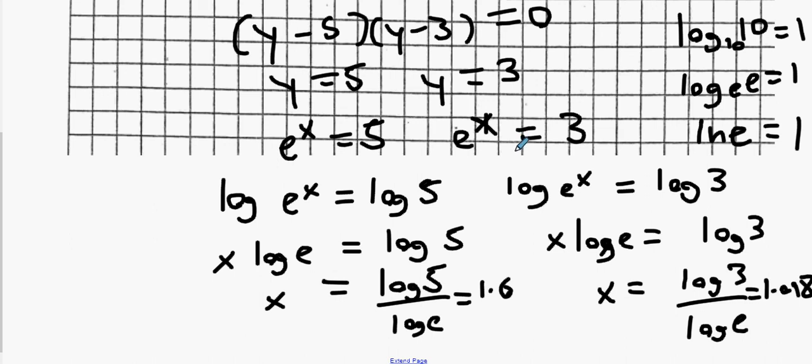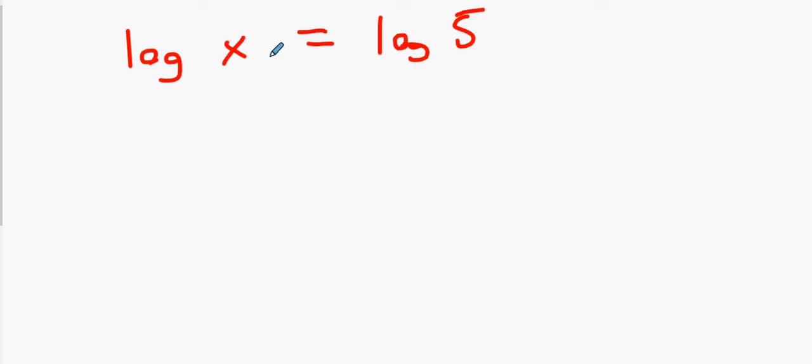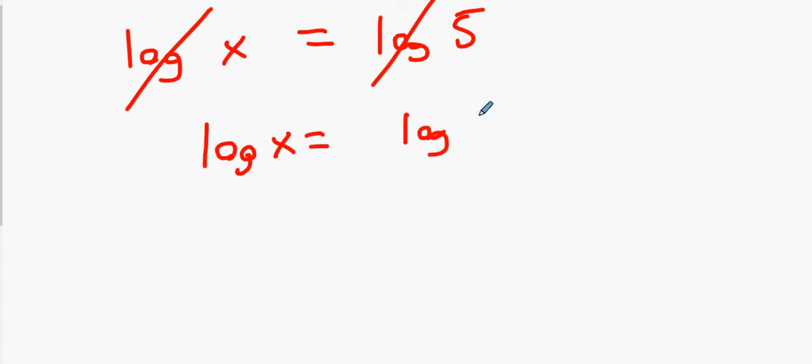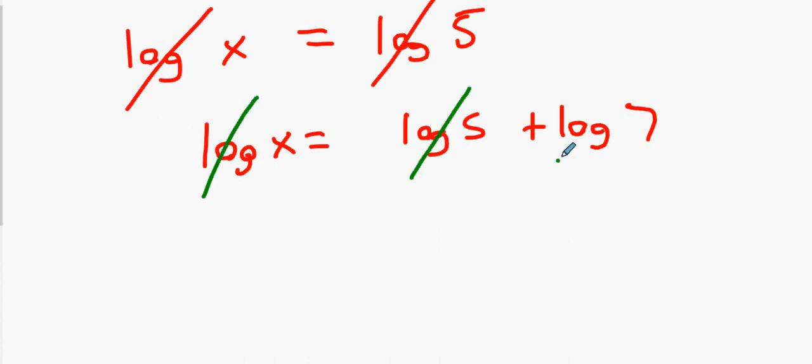Now, in the case here, if I had log x equals log 5, could I cancel the logs in this case? Could I just say, ba-bam, x is 5? I can, can't I? Now, if I had this, am I allowed to do this? No. Okay? What would I have to do to the other side first? What's log 5 plus log 7?